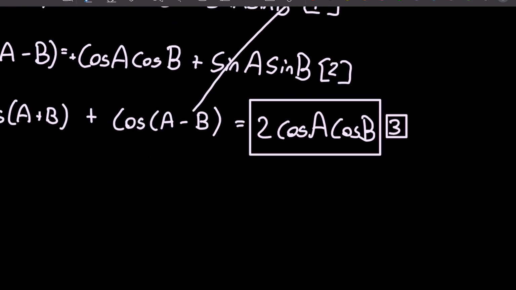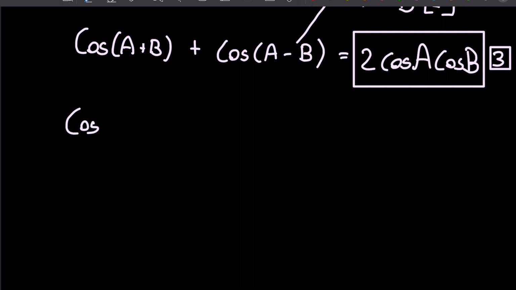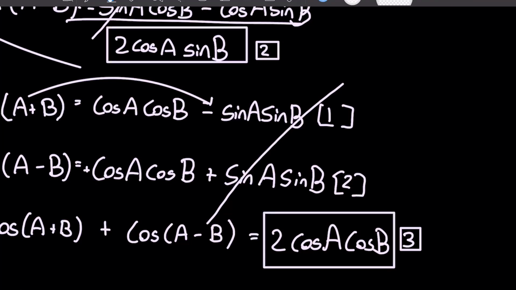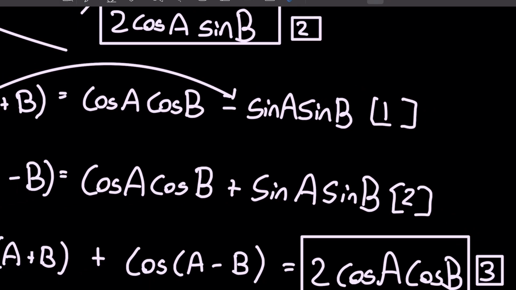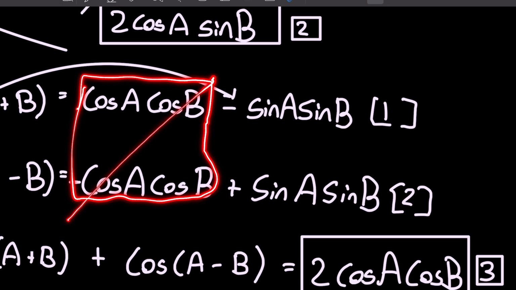And now, what if we wanted to have cos of a plus b minus cos of a minus b? Well, going back up here, what would we have? Instead of having a plus sign here, we're going to have a minus sign here, so it's going to be subtracting. And then if we just expand this, we'll have cos a cos b minus cos a cos b, so we know this term cancels out. And then we have minus sine a sine b minus sine a sine b.